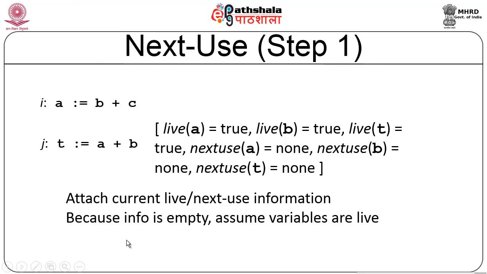Based on that, let us take this example, as given in the textbook itself. I have two line numbers, I and j. I is the first line number and then I will have a line number called j, for example. To start with, you attach current liveness or next use information to the variables. As the info is empty, you have to assume all variables are going to be live. So, here live of A is true, live of B is true, live of T is also true, and then you say next use of A is none, next use of B is none, next use of T is also none, before looking at line j to start with.